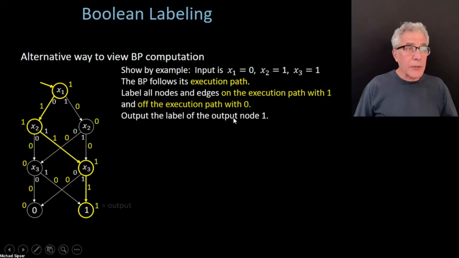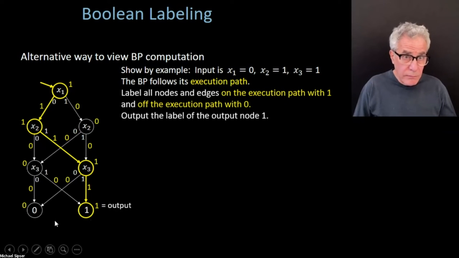Okay, so the output is going to be the label of the 1 output node. Whatever you're labeling that, because if it's a 1, that means the path went to the 1, and if it's a 0, that means the path didn't go to the 1, it went to the 0. Okay, so just by looking at this value, you can see what the output of the machine is.